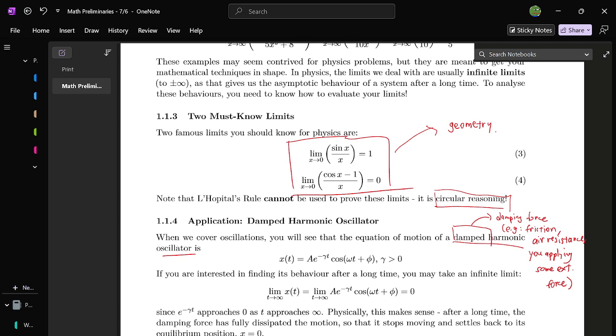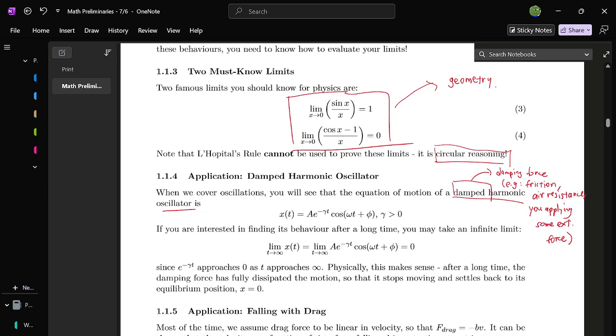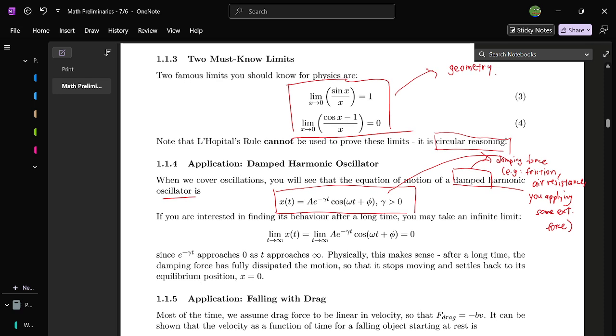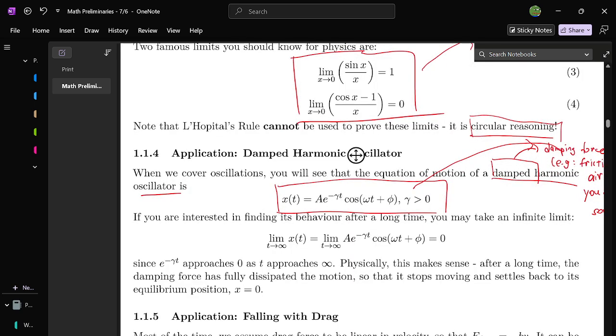If you have such a case, you can solve for the position of this object as a function of time. We will do this in a later chapter, but the general solution is of this form, where gamma is some positive constant linked to your damping force. So where do limits come in? If you want to find the behavior of this system after a very long time, which means t tends to infinity, then you can just take the limit of x(t) as t tends to infinity, as you have done here.